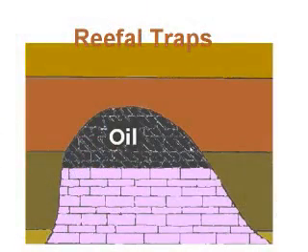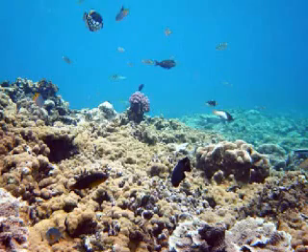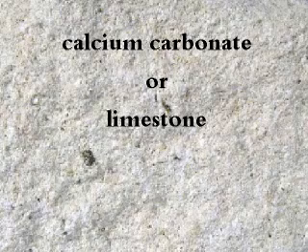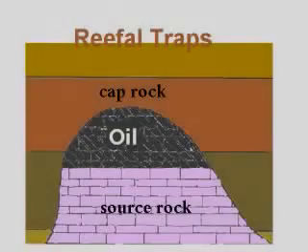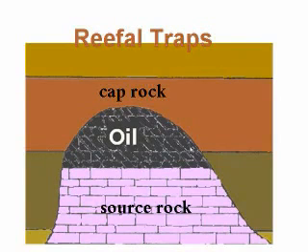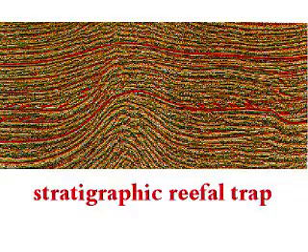Reefal traps are formed where millions of shelled animals died, like clams, snails, coral, and where they got buried on the bottom of the ocean. These shells, made of calcium, are buried and crushed into calcium carbonate, or limestone rocks, our standard reservoir rock here in the UAE. Reefal traps are excellent places to find oil. Oil migrates into them from the source rock and flows to the top of the trap, where it will be stopped by a cap rock. They look like an anticline, but they are not. Reefal traps are stratigraphic, meaning they were formed during the deposition of layers of dead animals.